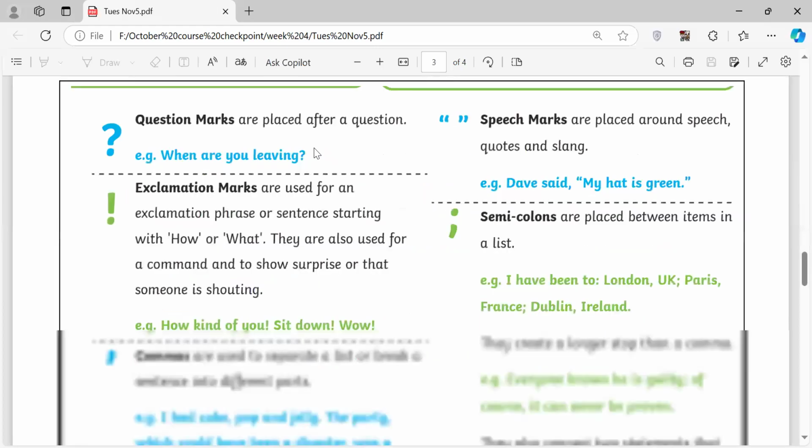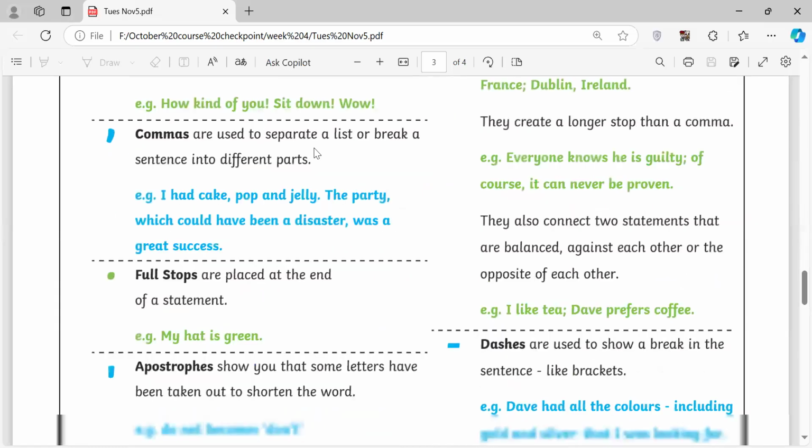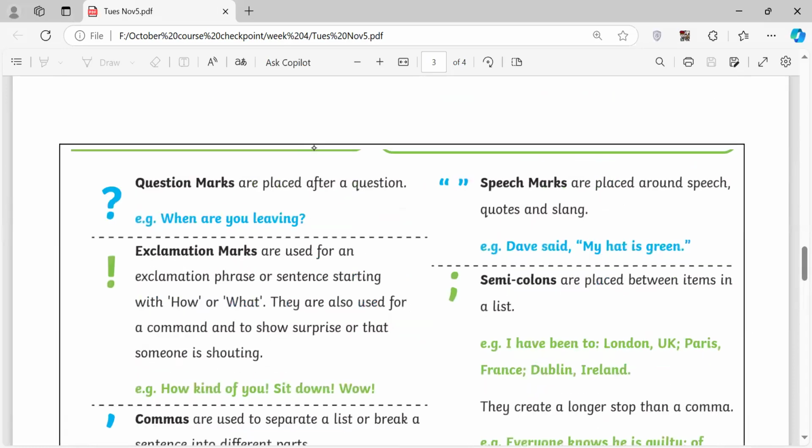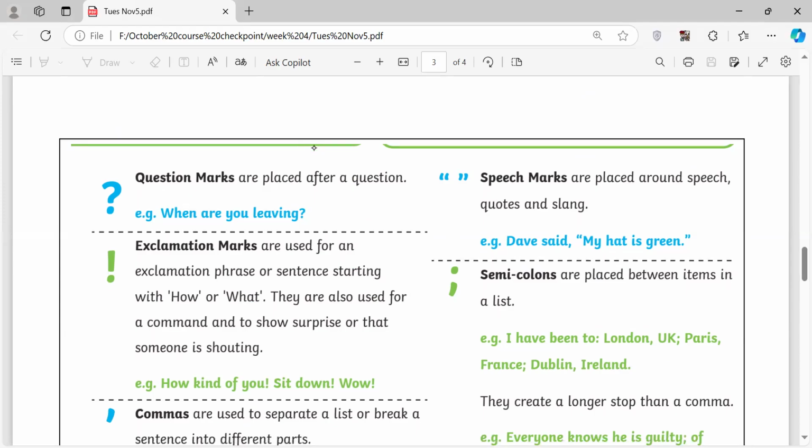So now we finished inverted comma, question mark, exclamation, commas and semicolon, apostrophe. Here is the speech mark. Look at this example here. Speech marks have the same meaning as inverted commas, the same as quotation marks. They are placed around speech or quotes and slang. Slang means expressions, so expressions will also be placed between inverted commas or speech marks. Look at this example: David said, "This is what I meant. My hat is green." The sentence being said by somebody must be placed between two inverted commas.